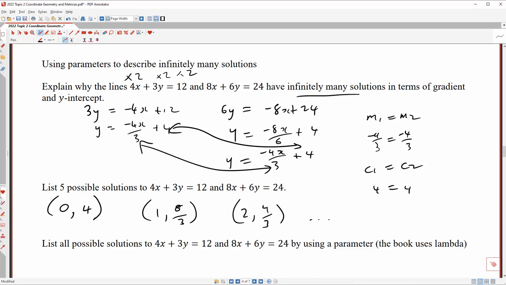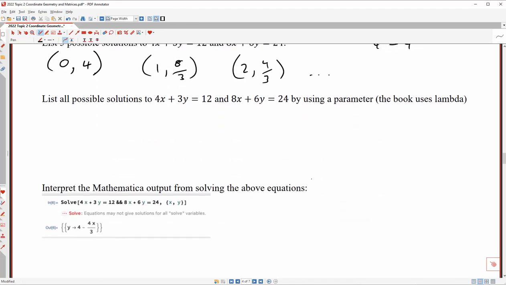Now what about if you had to list all of the possible solutions? That's more difficult, because there's infinitely many solutions. So what we do here is we describe all the possible solutions by using a parameter, and this Cambridge textbook uses lambda as the parameter. I don't know why, but they do. So we're going to say x is equal to lambda, where lambda is an element of all real numbers.